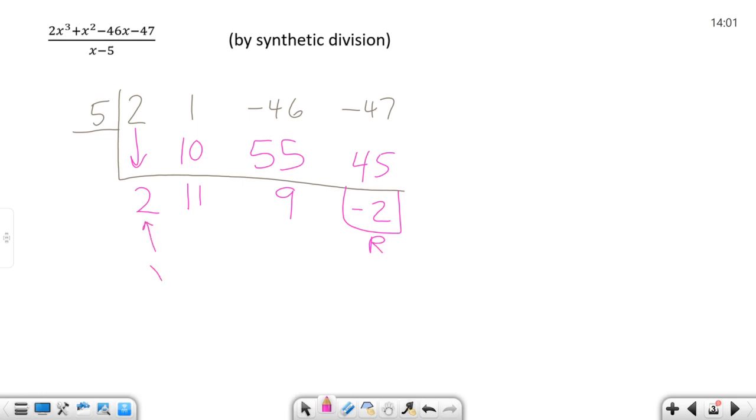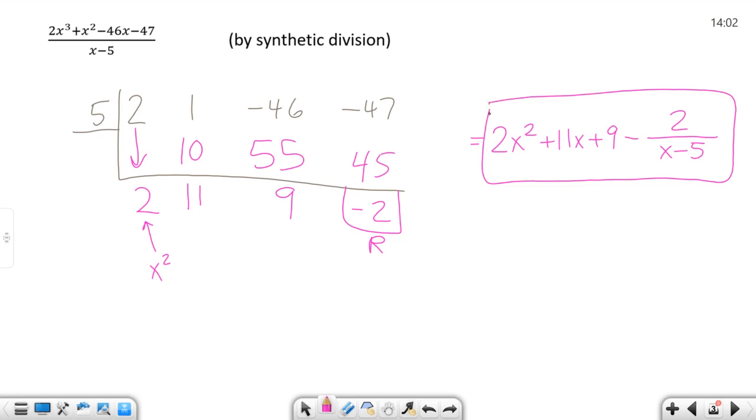So what does this 2 represent this time? X squared again, right? This started with x cubed. We divided by x and went down by 1 power. So this is going to be 2x squared. And then what does the 11 mean? It means plus 11x, and then the 9 is just plus 9, right? If there's no sign, it's positive. And then my remainder is negative, so I'm going to put this negative here because that's negative there. So negative 2 over, what did I divide by? X minus 5. That came from this x minus 5 right here, in the upper left there. So that's my final answer.